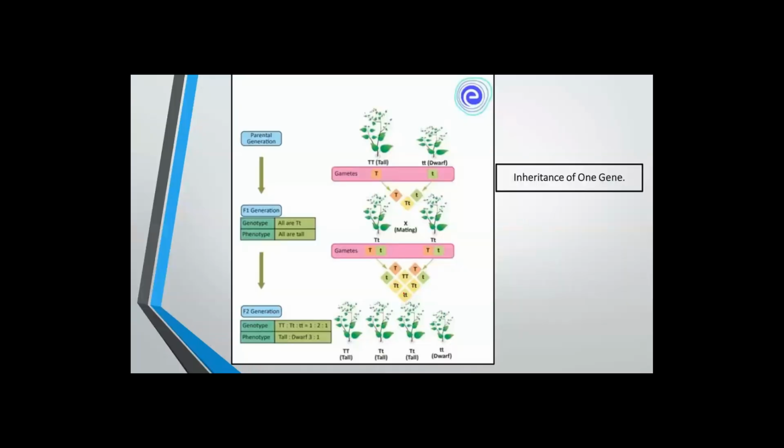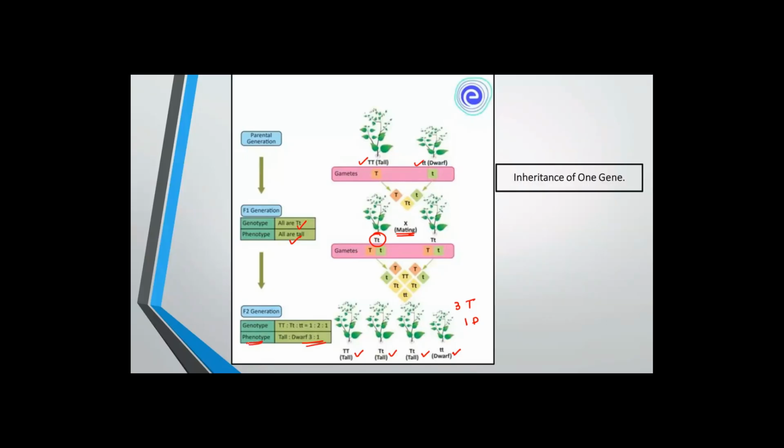As you can see in this diagram, as I already mentioned, the tall was crossed with dwarf in the first crossing. We had a hybrid here, capital T small t, a heterozygous genotype, that is the F1 generation. All were tall, all were capital T small t, heterozygous. Now when we self-pollinated the F1 hybrid, we got tall and dwarf, that means 3 tall and 1 dwarf. That is a 3:1 phenotypic ratio.